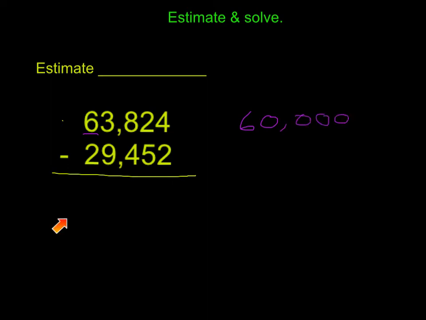And then I'm going to come down here to my 29,452, and I'm going to do the same thing. I'm going to underline my 10,000s place. I'm going to then look next door. If it's 4 or less, we ignore. If it's 5 or more, we add 1 more. 9 is more than 5, so we're going to add a 1 to our 2. 2 plus 1 is 3. And then everything to the right becomes zeros.